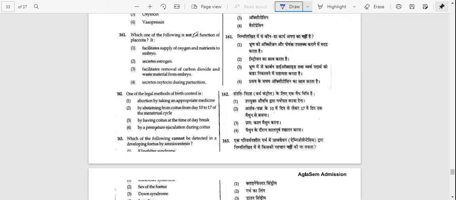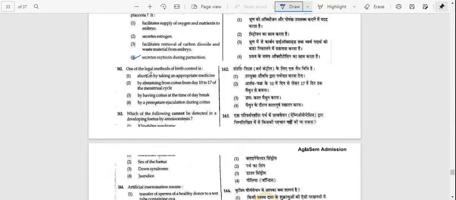Which of the following is not a function of the placenta? Facilitates supply of oxygen and nutrient to embryo. Secrete estrogen. Facilitate removal of carbon dioxide and waste material from embryo. Secrete oxytocin during parturition. Answer option number D. Secrete oxytocin during parturition. A pituitary का काम है.